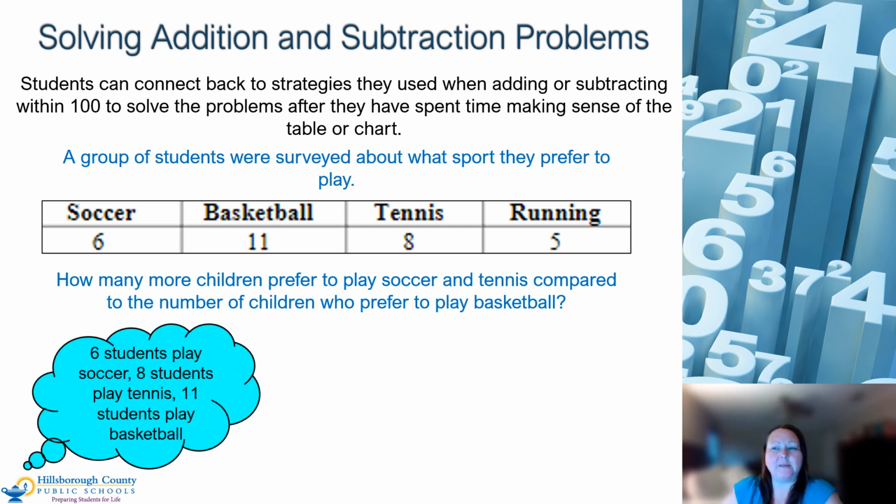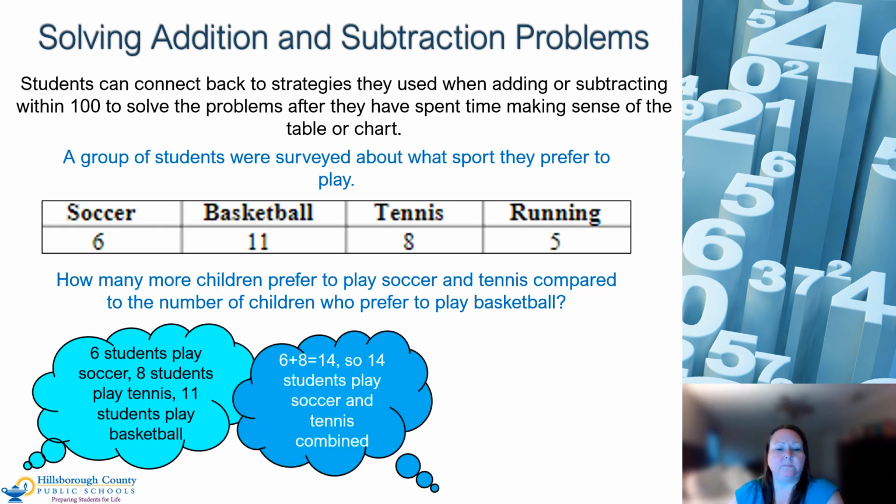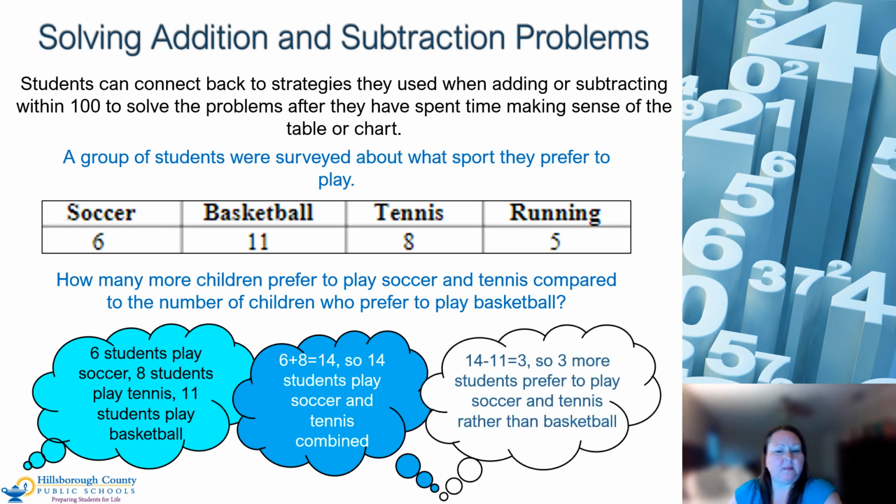And you can kind of see the thought process here. First, I know 6 students played soccer and 8 students played tennis. So 11 students played basketball. So I'm just picking that data from that chart. 6 plus 8 equals 14. So 14 students play soccer and tennis combined. So the student identified that they need to combine those amounts first. Then 14 minus 11 equals 3. So 3 more students prefer to play soccer and tennis rather than basketball.